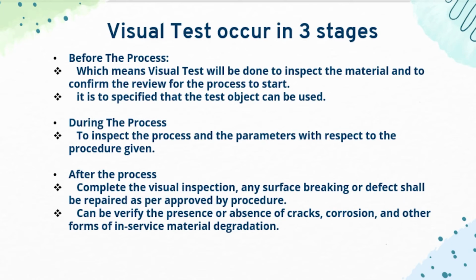So before the process, the visual test will be done. They will do the visual test to inspect the material and to confirm the review for the process to start their work. This stage is to specify that the test object can be used, which means that they will review the object, and if the object can be used, there is no loophole or crack on it, so they can start their work or the welding perhaps.